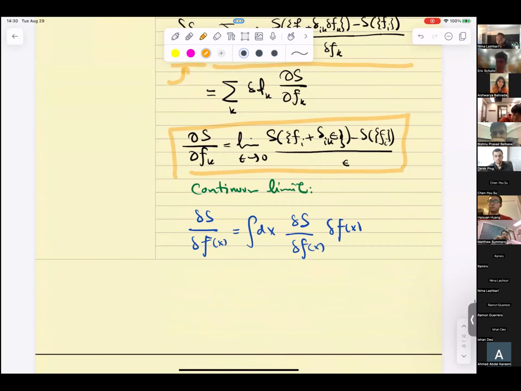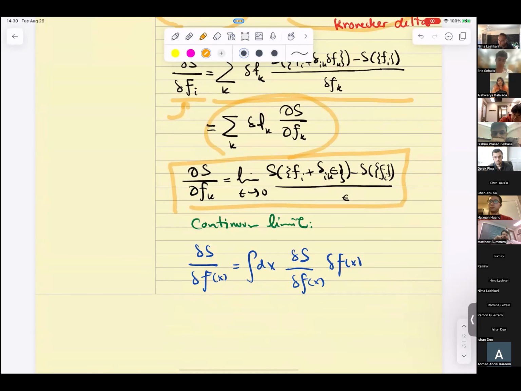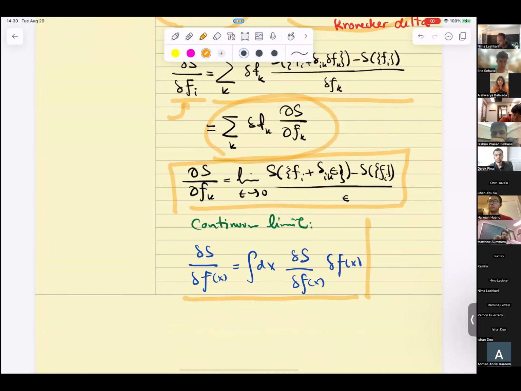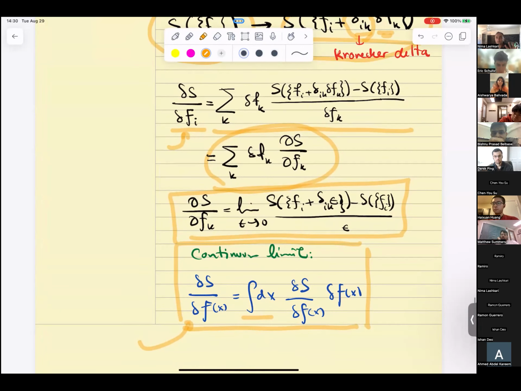Now, when I take this formula to the continuum limit, it gives me this. So now I know exactly how to take a variation, how to vary a functional with respect to a function. There's an integral over space-time that comes out. Are there any questions? We're going to go through three examples, and hopefully one example in your homework.